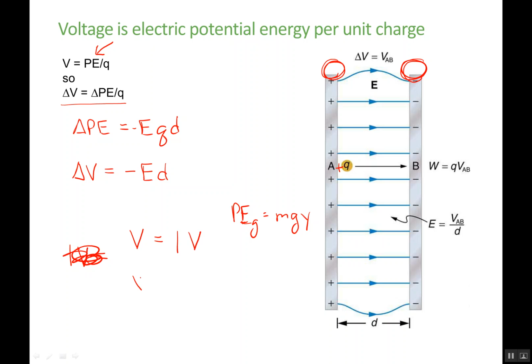It's not like when you do position, x equals 1 meter, or y equals 1 meter, or something like charge, q equals 1 coulomb, where the variable and the unit are different symbols. For voltage, the variable and the unit are exactly the same symbol, so you got to be careful with that.